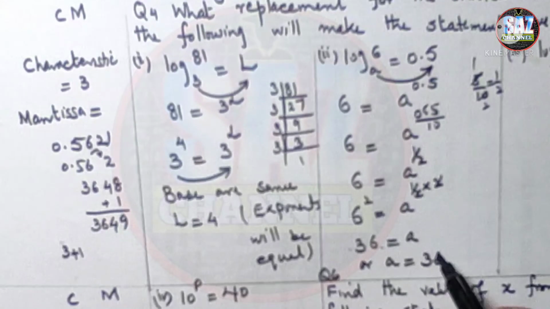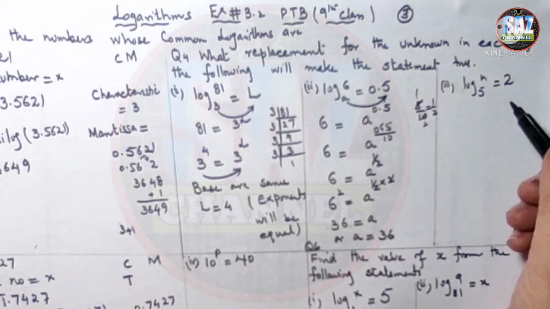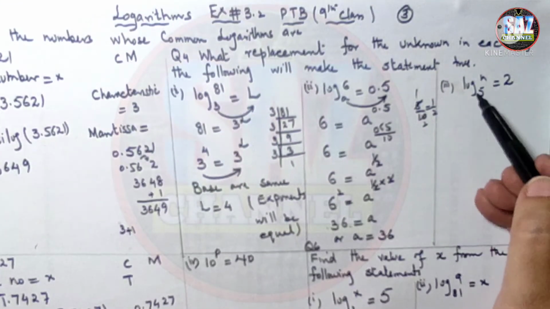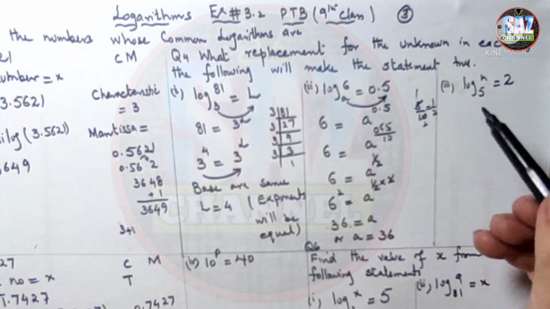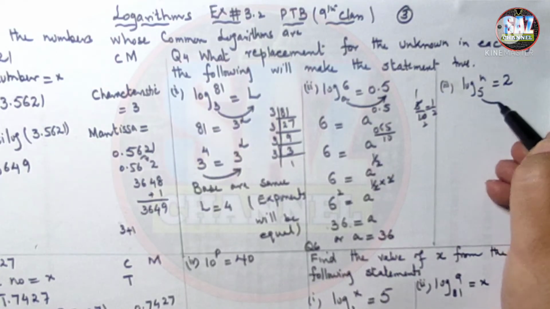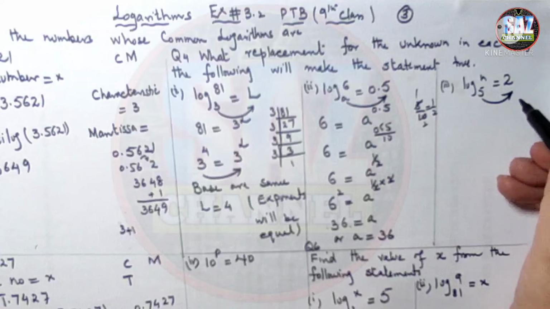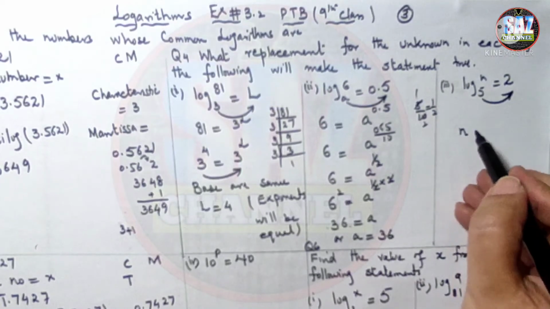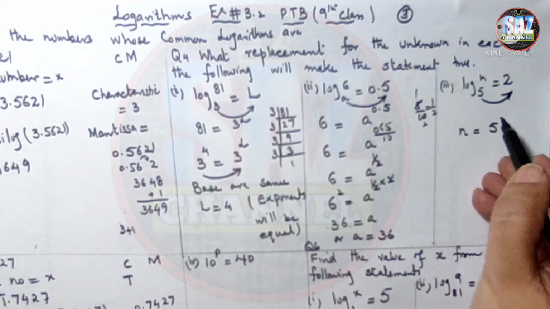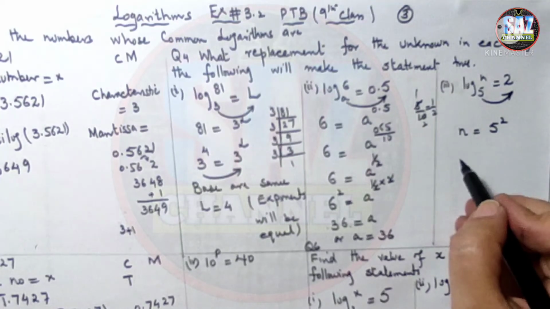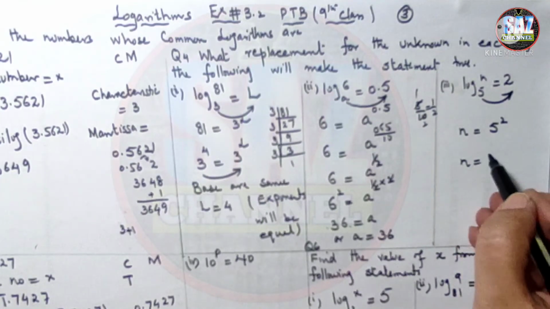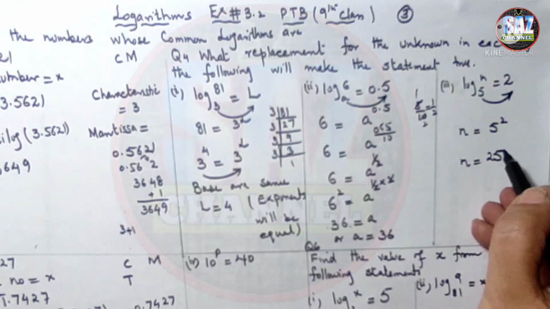Moving to the next part, the third part is log n to the base 5 equals 2. Again, turn your logarithmic equation into exponential. n equals 5 squared. Very easy, a one step question only. n equals 5 squared, which is 25.